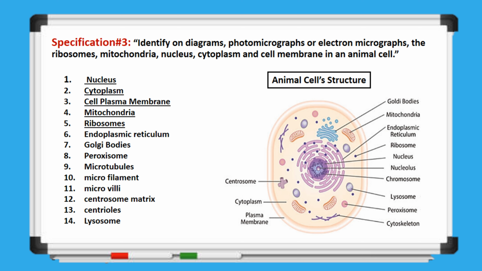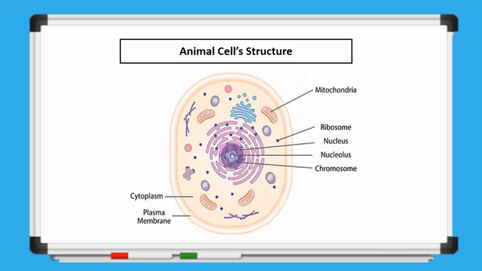By carefully studying a labeled diagram, we can identify several organelles, such as the endoplasmic reticulum, Golgi bodies, peroxisomes, microtubules, microfilaments, centrioles, centrosome matrix, lysosomes, and microvilli. However, in accordance with the O Level syllabus, we will focus specifically on ribosomes, mitochondria, nucleus, cytoplasm, and cell membrane in an animal cell. Along with the diagram, we will also examine photomicrographs and electron micrographs to identify these structures.